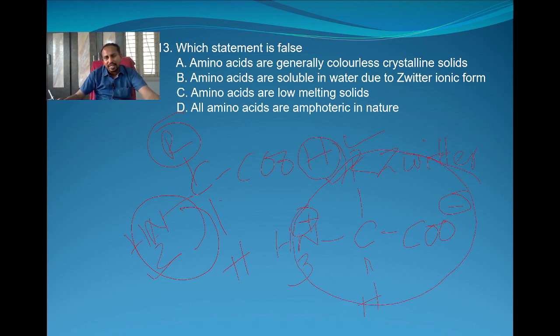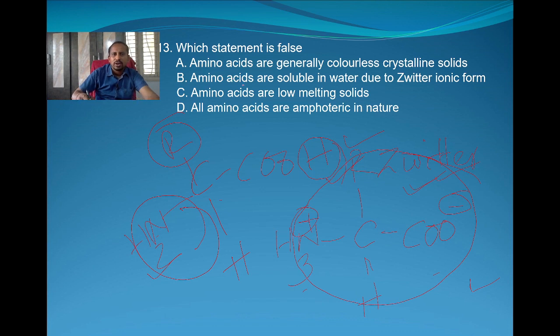So both the cation as well as the anion are present. That's why this form of amino acid is known as a zwitterion. As it remains in ionic form, all amino acids are ionic compounds, and as these amino acids are ionic compounds, they are crystalline solids soluble in water. And as both acid and base are there, amino acids are generally amphoteric in nature.